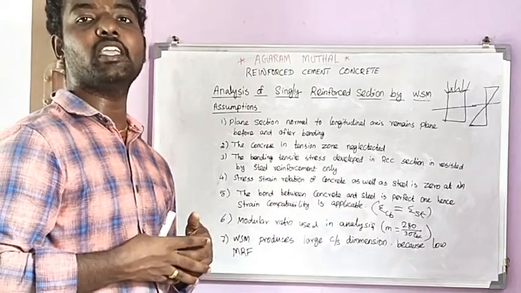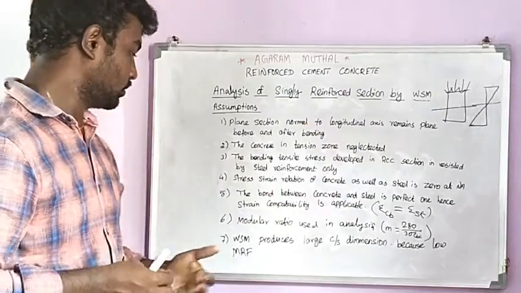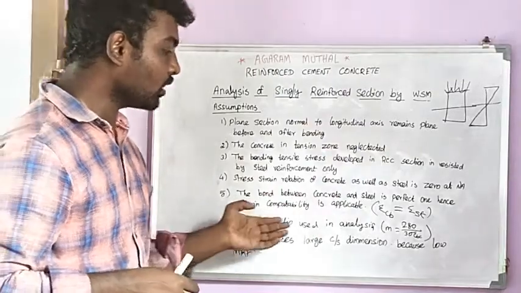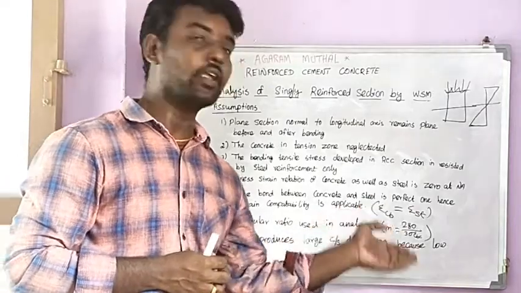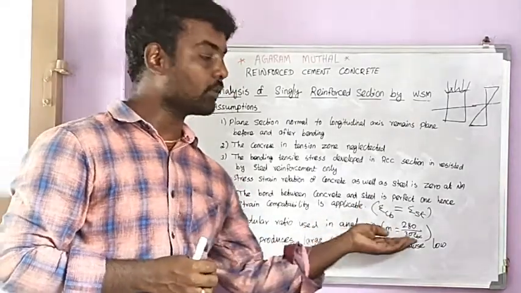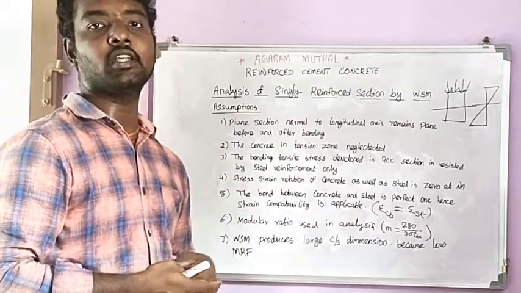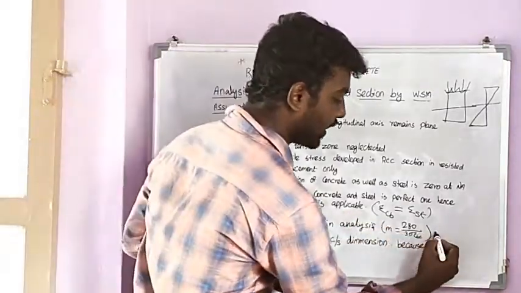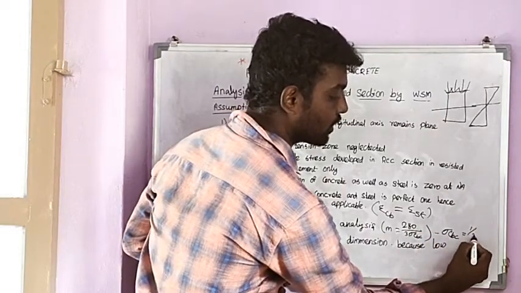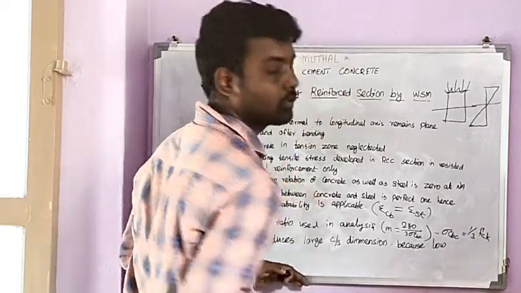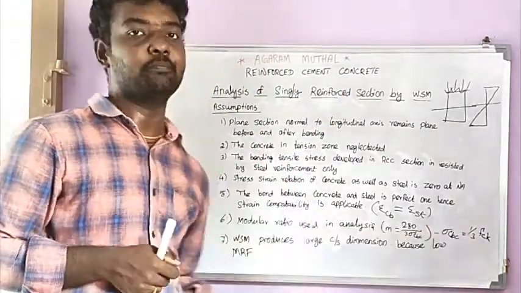So there should be equal stress in the strain in the compression and tension zone. And the sixth one, the modular ratio used in analysis, which has the expression 280 by 3 sigma CBC, where sigma CBC is nothing but the maximum permissible compressive strength of concrete. It is respective of the grade of concrete. Sigma CBC can be calculated from 1/3 of fck, the characteristic compressive strength of concrete at 28 days.